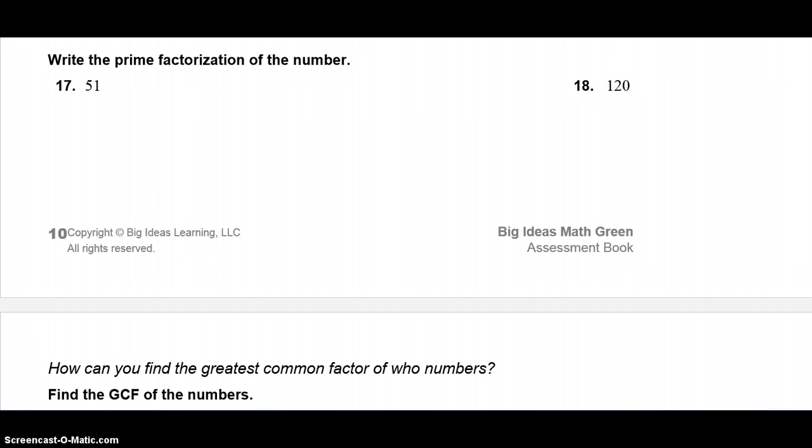17 and 18, the directions say write the prime factorization of the number. Now when we see that phrase prime factorization, hopefully you guys instantly think of factor trees. We've been talking about this a lot. So we're going to look at 51 and try and think of two numbers. We're going to break this number down, if possible. What two numbers, when I multiply them together, equal 51?